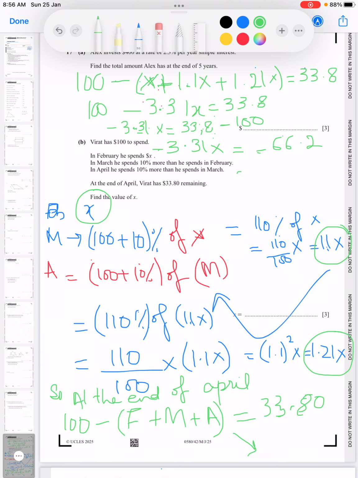And when you divide it, cutting the negative signs, x equals 66.2 divided by 3.31, and x equals 20. So how much did he spend in February? He spent just $20. This is the value.